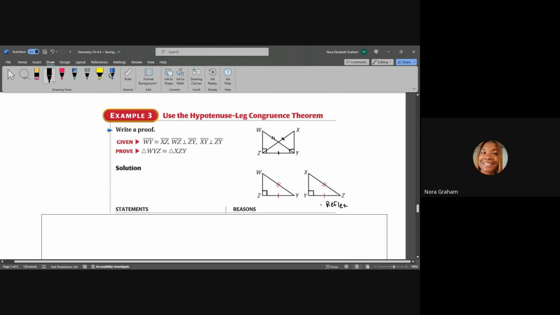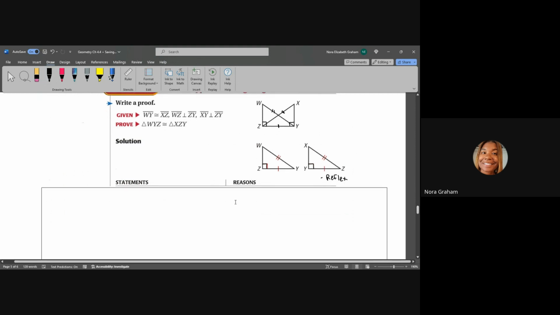All right, so now we have our annotations and we know how we're going to write our proof. Let's go ahead and start writing that. First thing, you always write down your given. So, one. We just write down our given up here: WY congruent to XZ, WZ perpendicular to ZY, and whatever else is given.